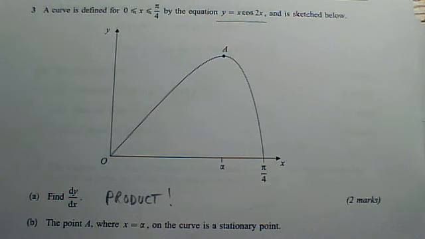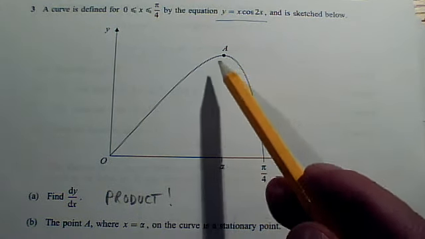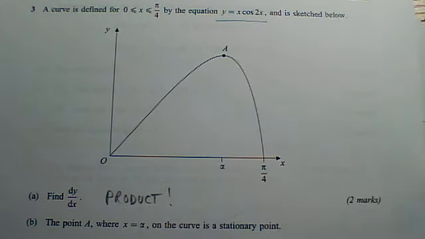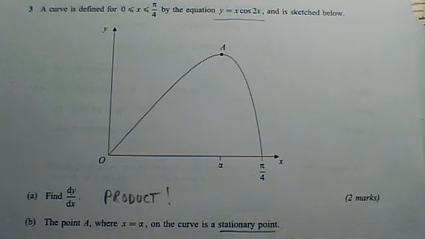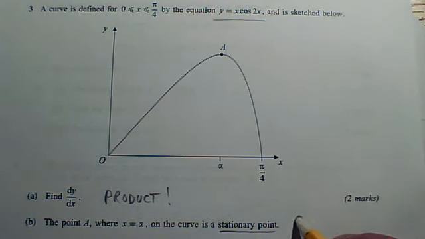Then on to part B. The point on the curve A, they helpfully tell us, is a stationary point. Okay, so our starting point is a stationary point. We've got dy by dx. You should remember from core 1 that at a stationary point, dy by dx equals a particular thing, naught.